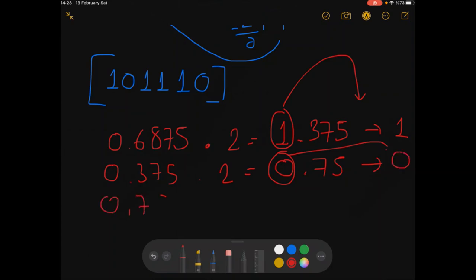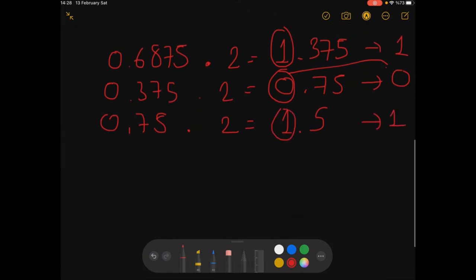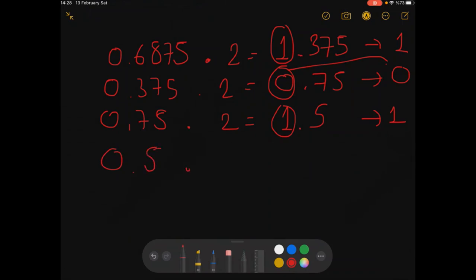Then you put this times 2, and it will be 1.5, right? And you put 1 again. Subtract 1 from here to get the fraction. Just focus on the fraction part. When you subtract 1 from here, you will have 0, and you're finished. You can put lots of zeros here, but it will not change anything. That's the idea. And your fraction part will look like this.